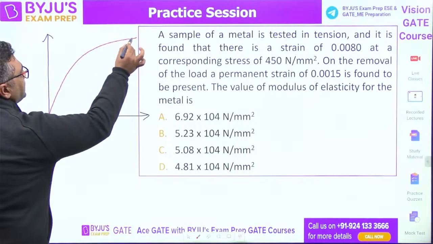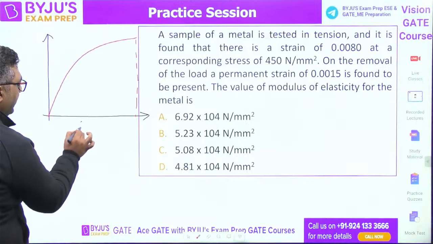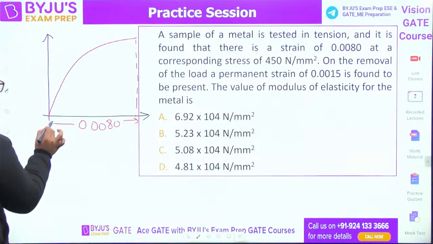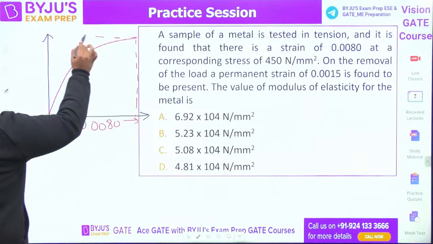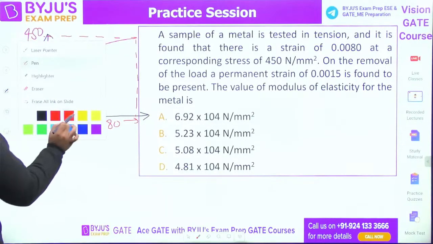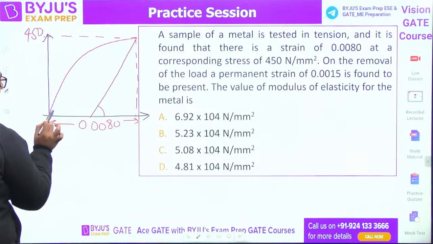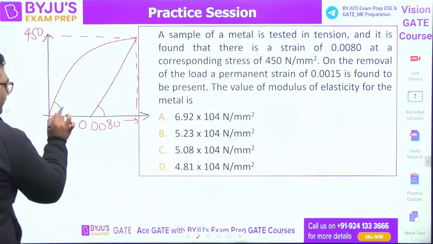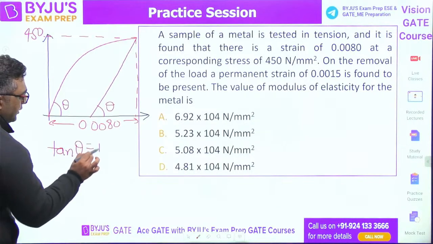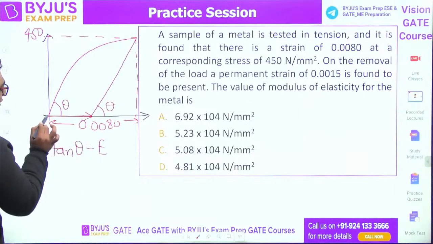So let us say there is a strain of 0.0080. This is the total value that is given, and it corresponds to the 450 value, if you load it up to this point only. But when we unload, this angle and this angle are going to be equal. If this is theta, tangent theta is nothing but Young's modulus. And they are saying the permanent strain means this much is going to be left in the material.